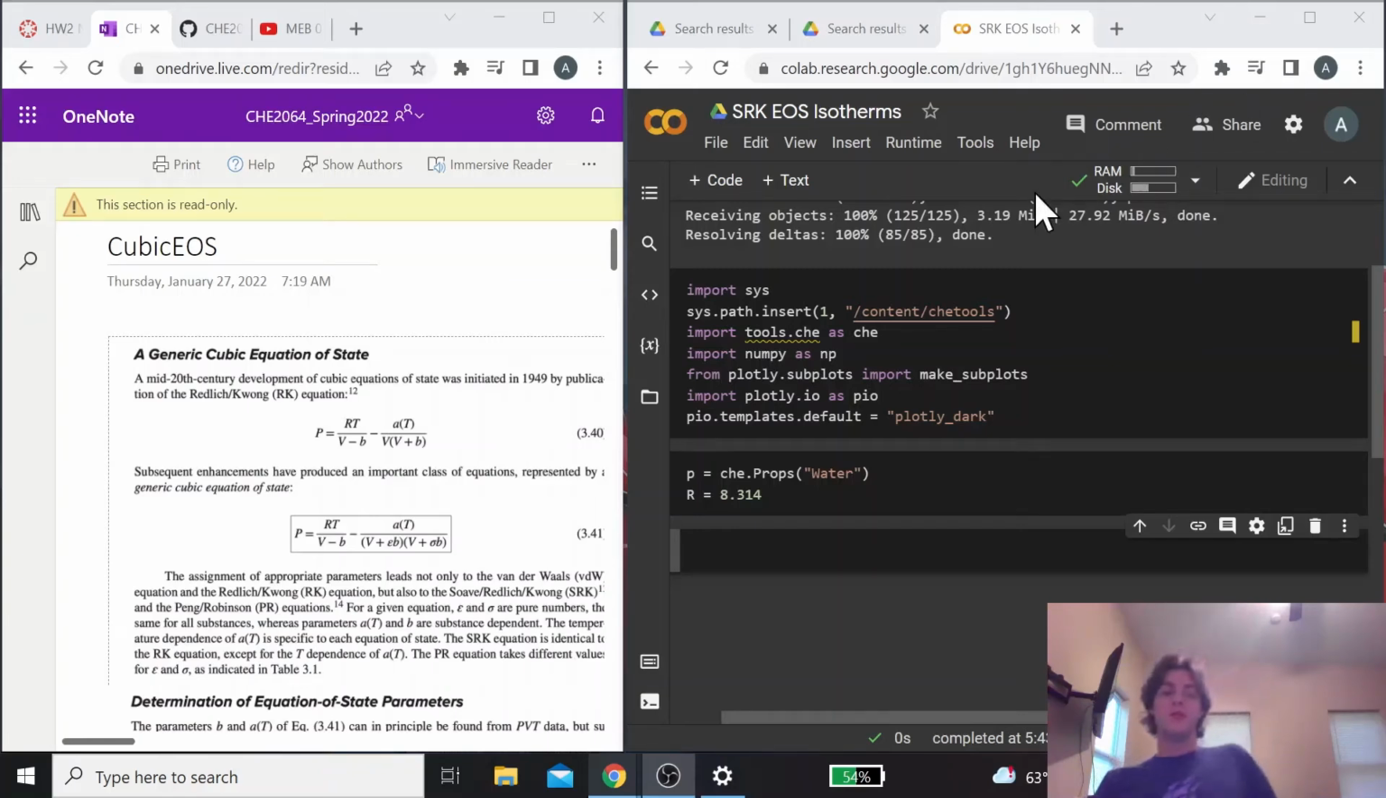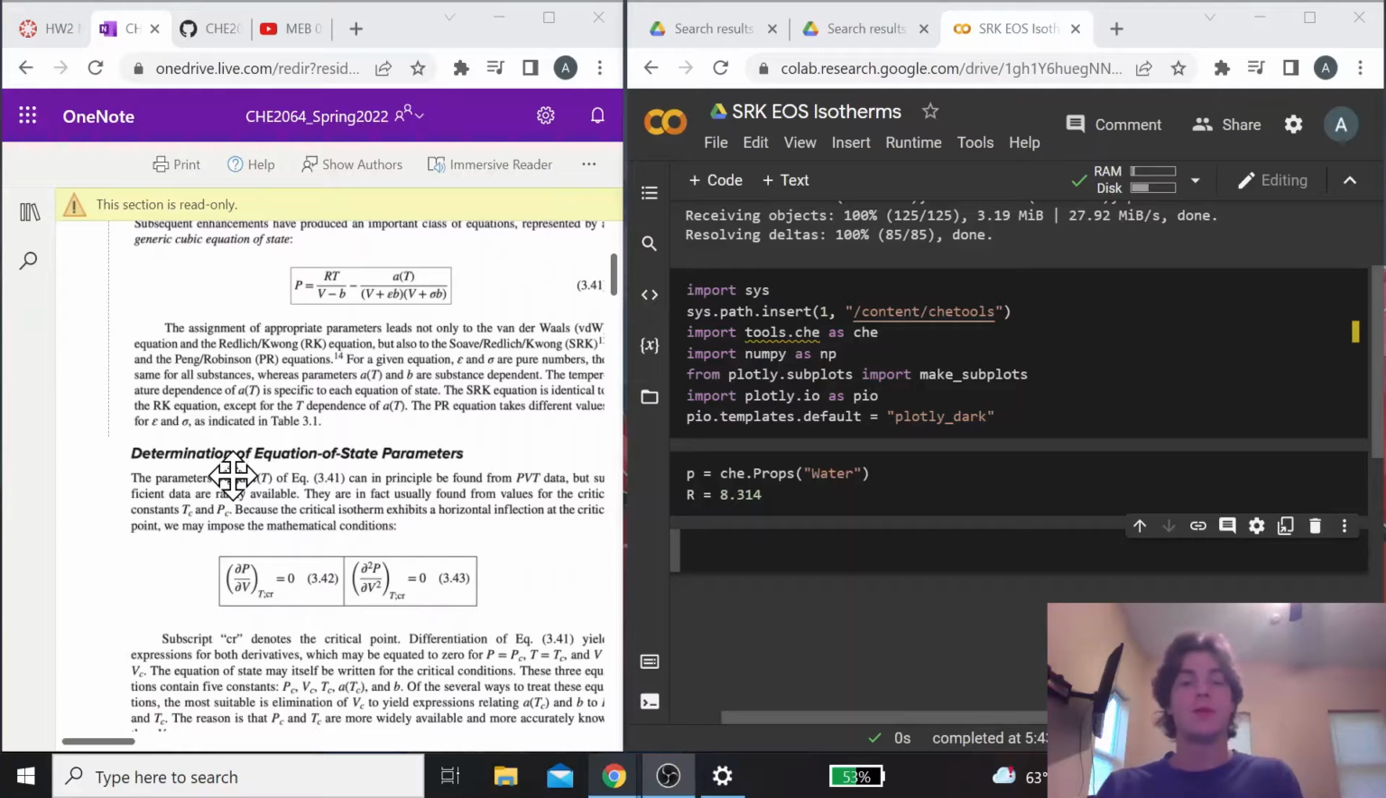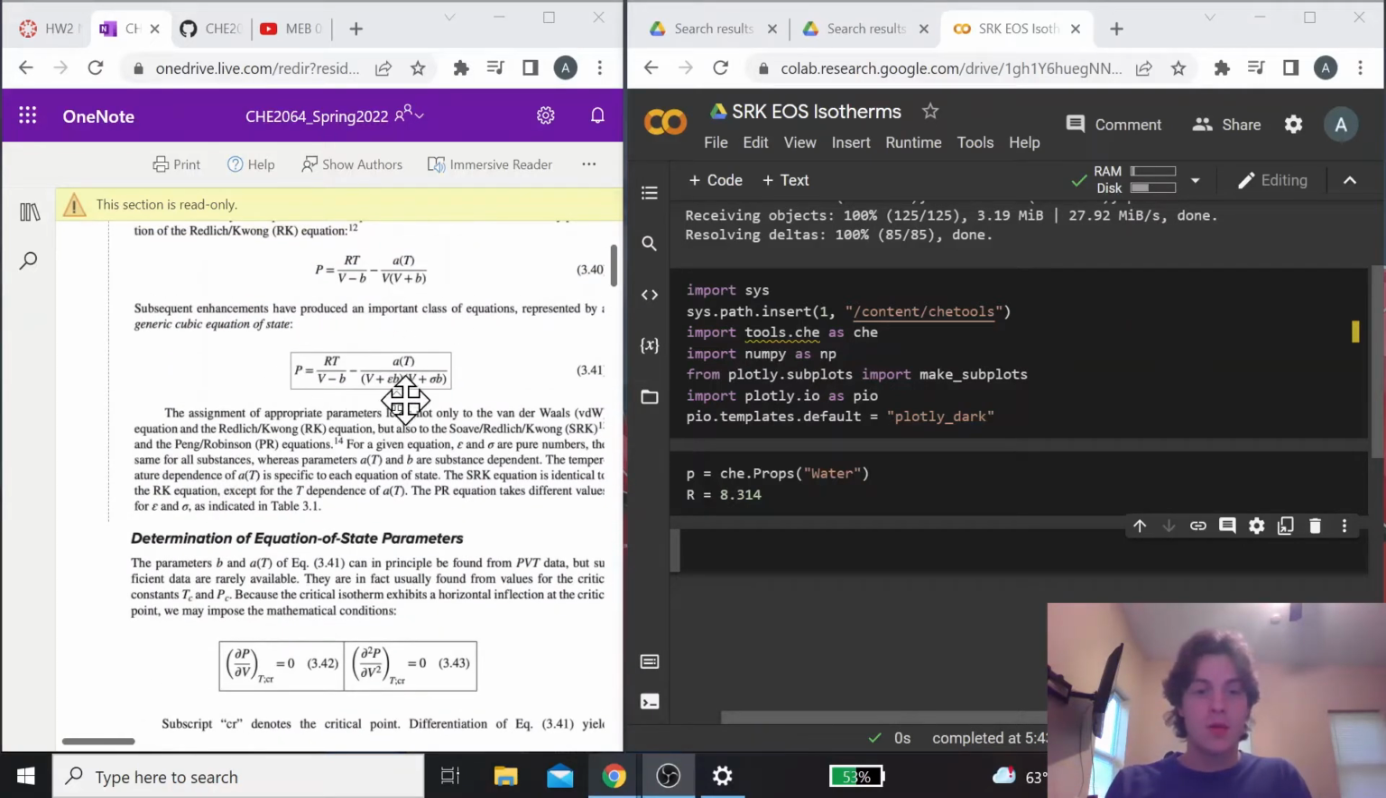Alright, in this video, I'm going to show you how to plot isotherms of the SRK equation of state. We're going to be using the generic equation of state and substituting in the values for the SRK equation, and then we'll use Plotly to plot these.